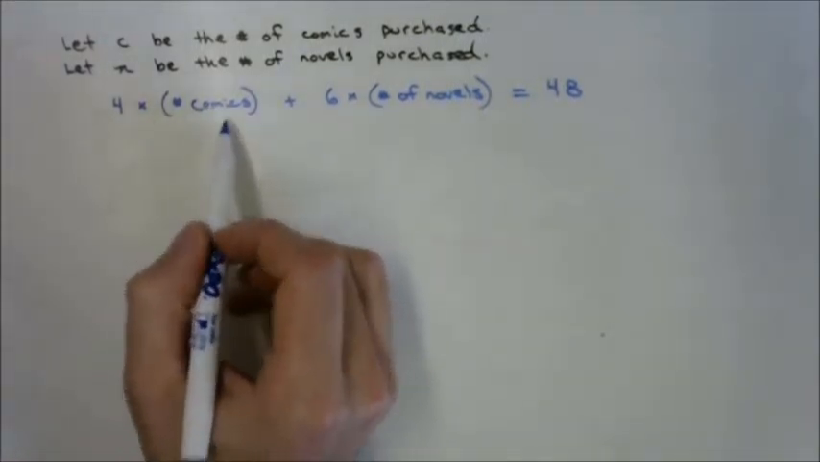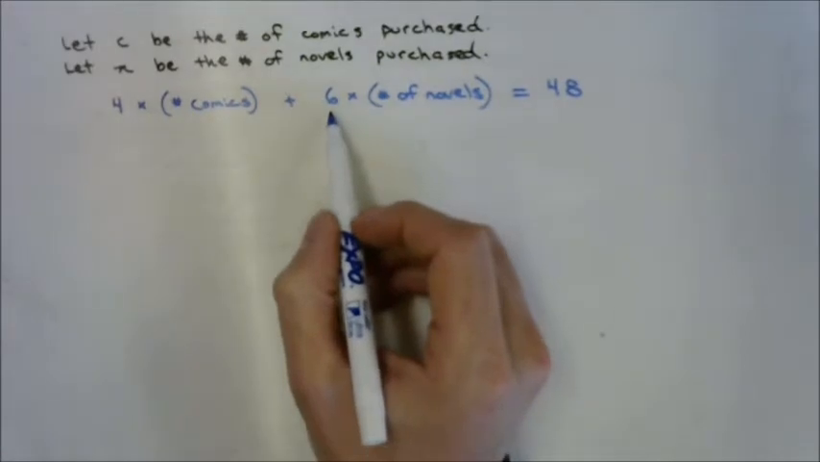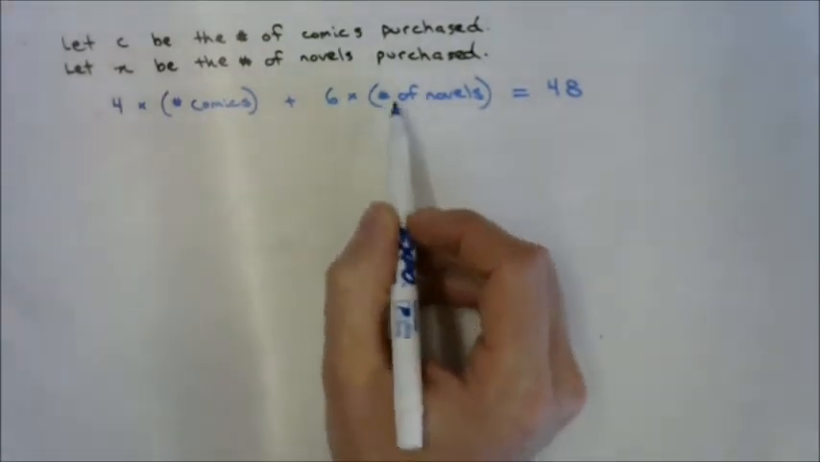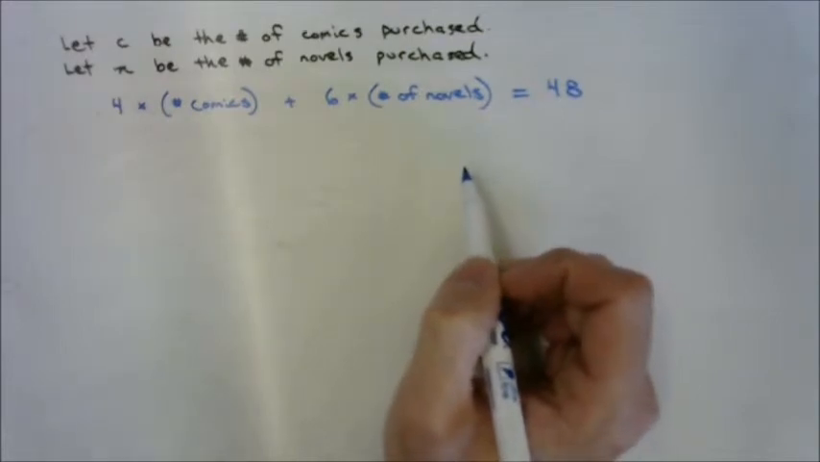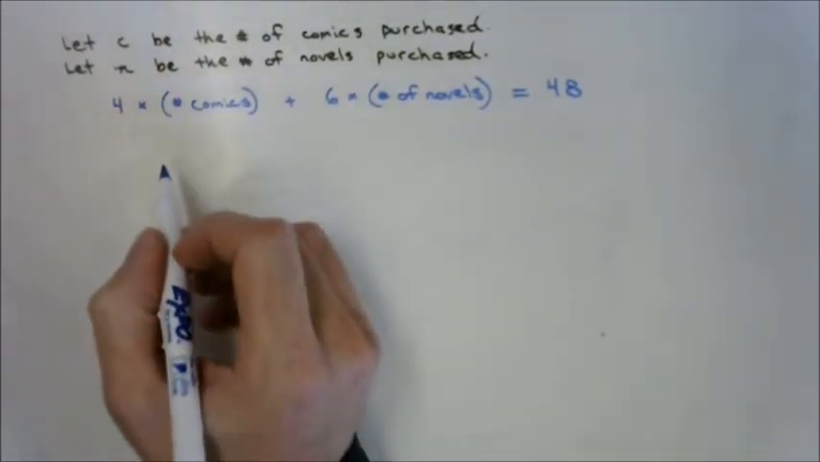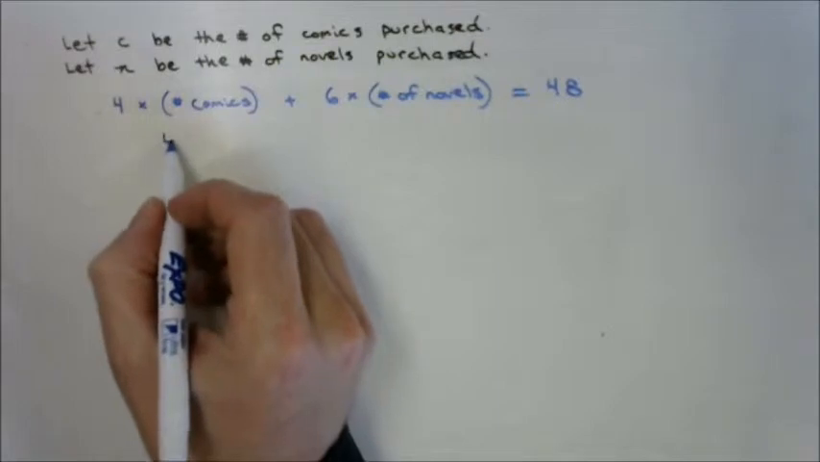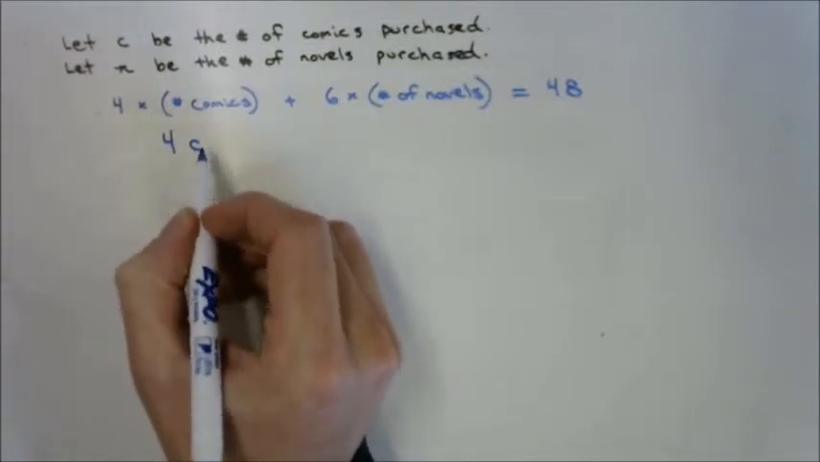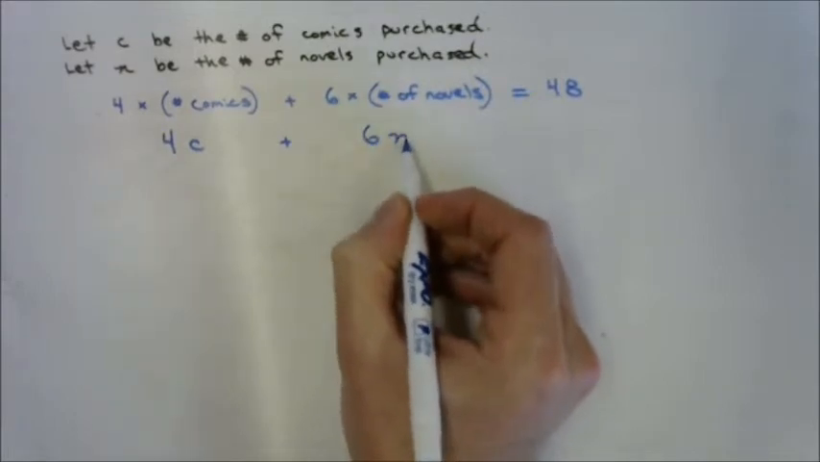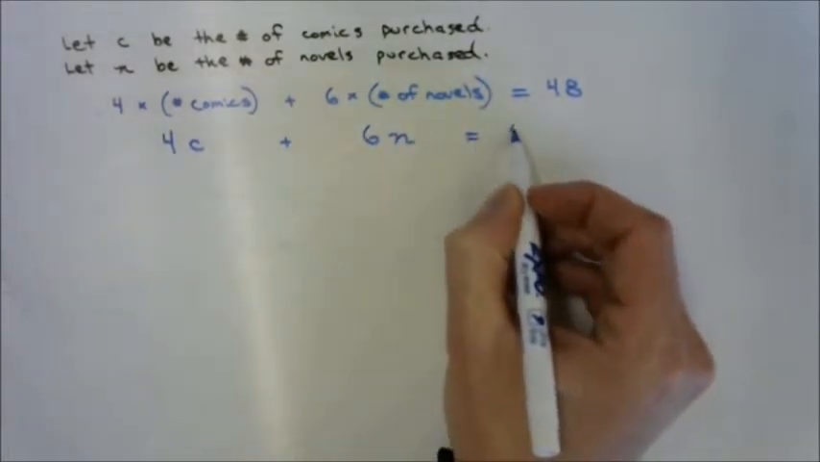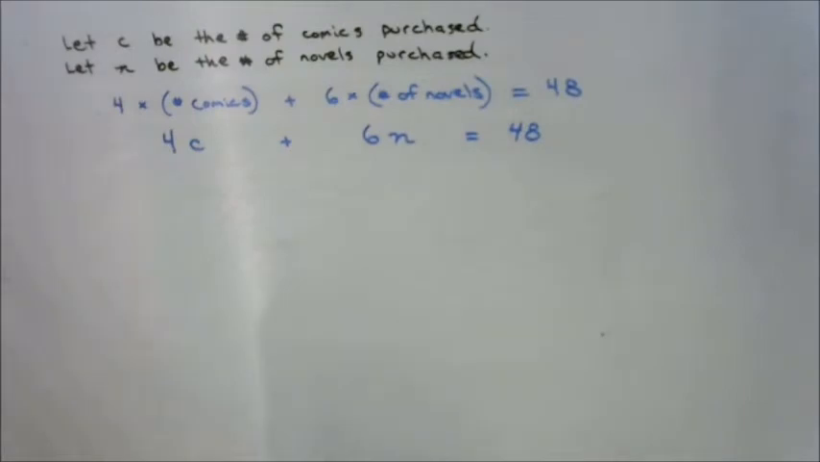we don't know how many she'll buy. And the novels are each going to cost $6, but we don't know how many she'll buy. But we know she's going to spend $48. Now let's rewrite this using our variables. We've got 4C plus 6N equals 48.